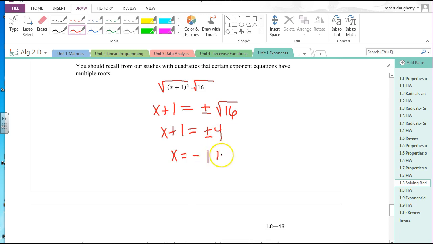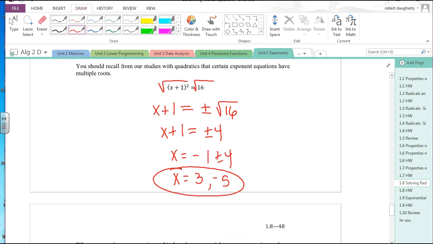X equal negative 1 plus or minus 4. What's negative 1 plus 4? 3. What's negative 1 minus 4? Negative 5, okay? So there are two solutions to this problem. So anytime you have an even exponent, when you take the root of something to an even exponent, your answer will have a plus or minus in it, okay?